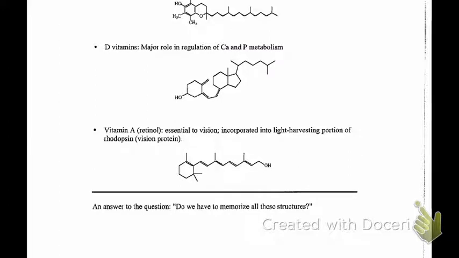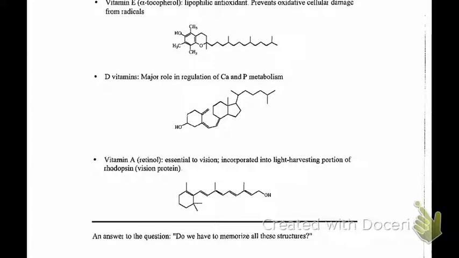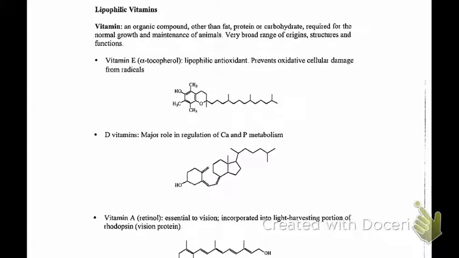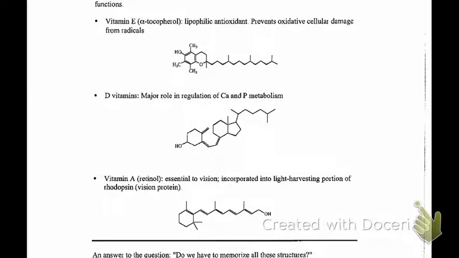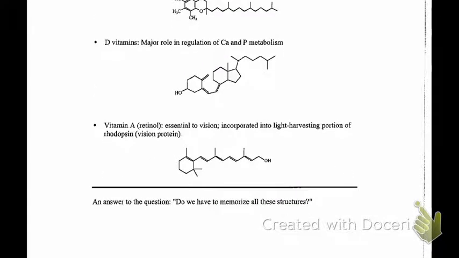And another example is vitamin A, or retinol. This is a vitamin that's essential to vision. It's incorporated in the light harvesting portion of rhodopsin, which is a vision protein. So you can see from these structures that vitamins really have a lot of different structures. Again, it's this catch-all category of organic compounds that bodies need, but there's not really one class of structure for these.